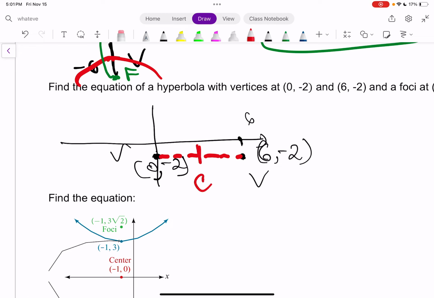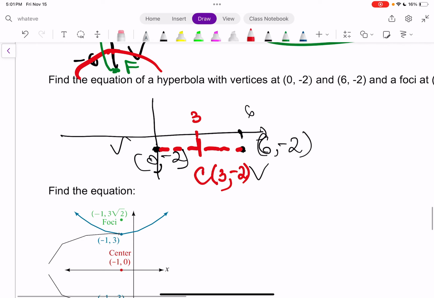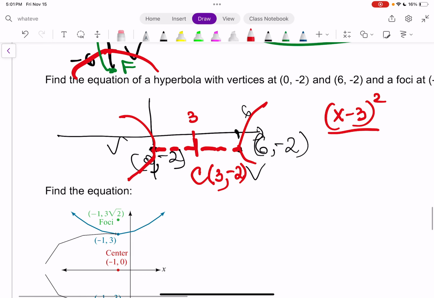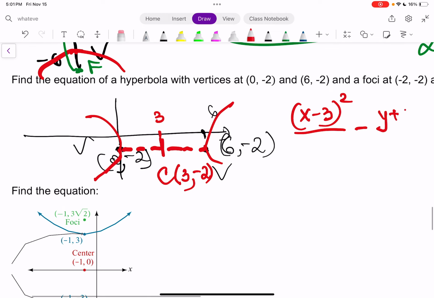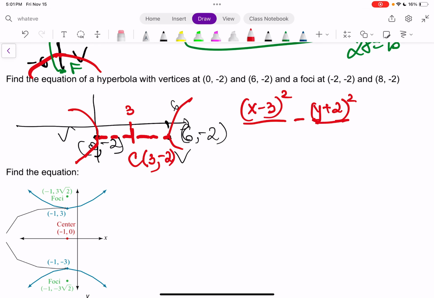So that's why a picture is so helpful. So halfway between 0 and 6, without even a midpoint formula, you guys know that's going to be a 3. So you see that the center is at 3, -2. The other thing you see, because the vertices are here, that means the hyperbola opens left and right. So x is positive, y is negative, the center is at 3, -2. So instead of x, I write x -3. Instead of y, I write y +2.